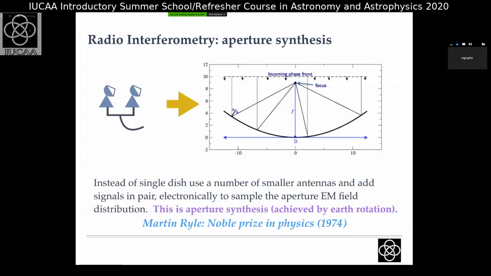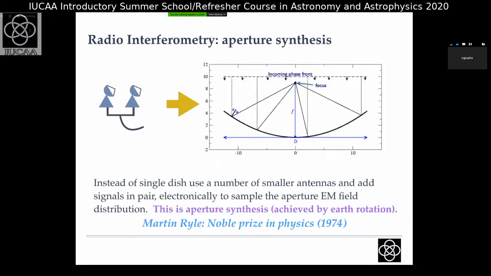So this is my last slide. It just summarizes what we have been talking about in interferometry: that instead of a single dish, we are using a large number of smaller antennas, and when we combine their signals, I have a mistake here. We are not adding signals in pairs, we are multiplying them. So if you are listening carefully, you would know that this is not accurate.